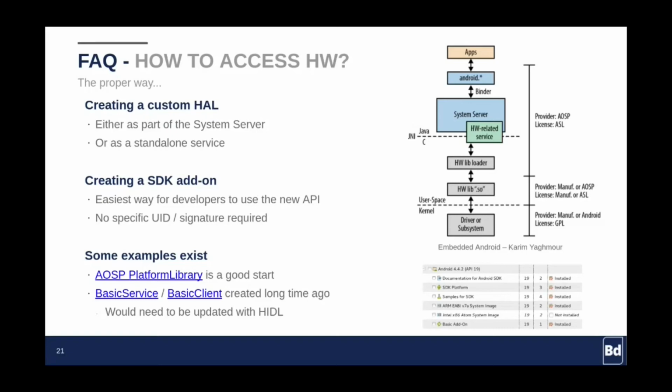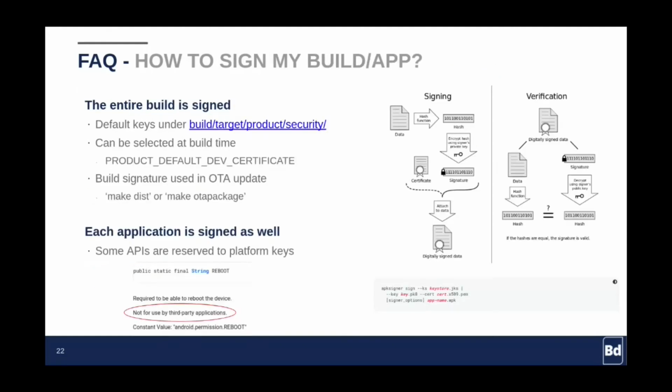So how to sign your app or your build. For the app, we've seen how to do it in Android Studio, but you also have to sign the entire build when you do your own package at the end, especially for OTA updates. When you want to do OTA updates, you have to run make OTA package, and that will sign the entire thing with your keys. It's using some default keys, so I give you the link to the default keys, but you can obviously override that to use your own keys.